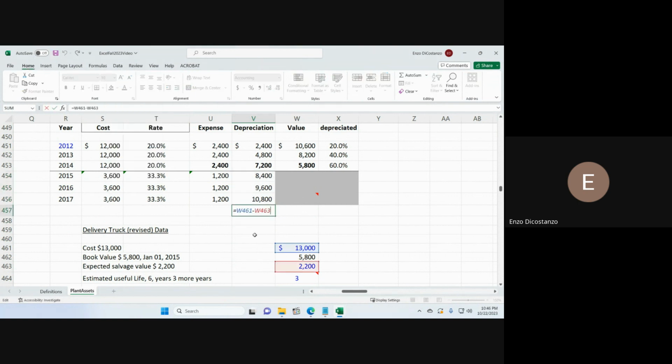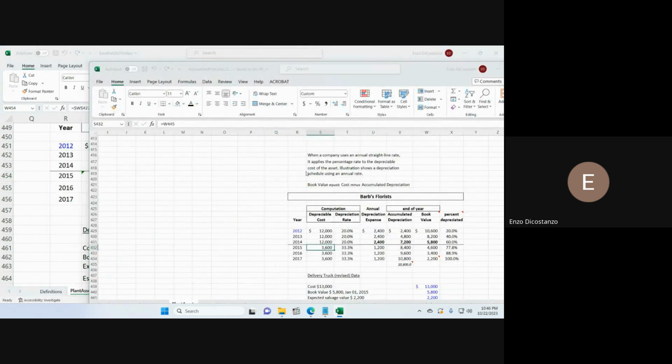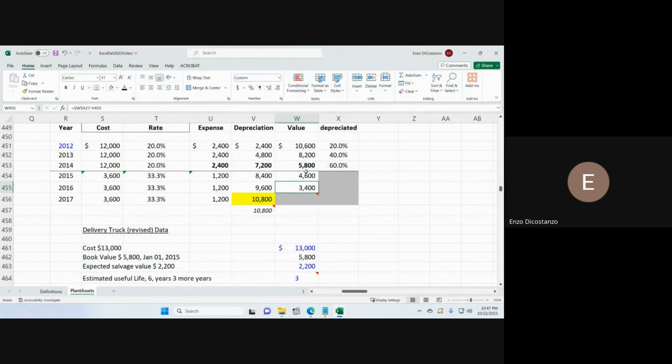And somehow, what do we do with this thing? This is just 13,000 minus the new salvage. So the total depreciation has to be 10,800, and it is. So we checked it. This is just a check. We computed that 10,800 just from our table. Okay, the book on this is simply 4,600, then 3,400 is the book, and obviously you want this to get to 2,200.